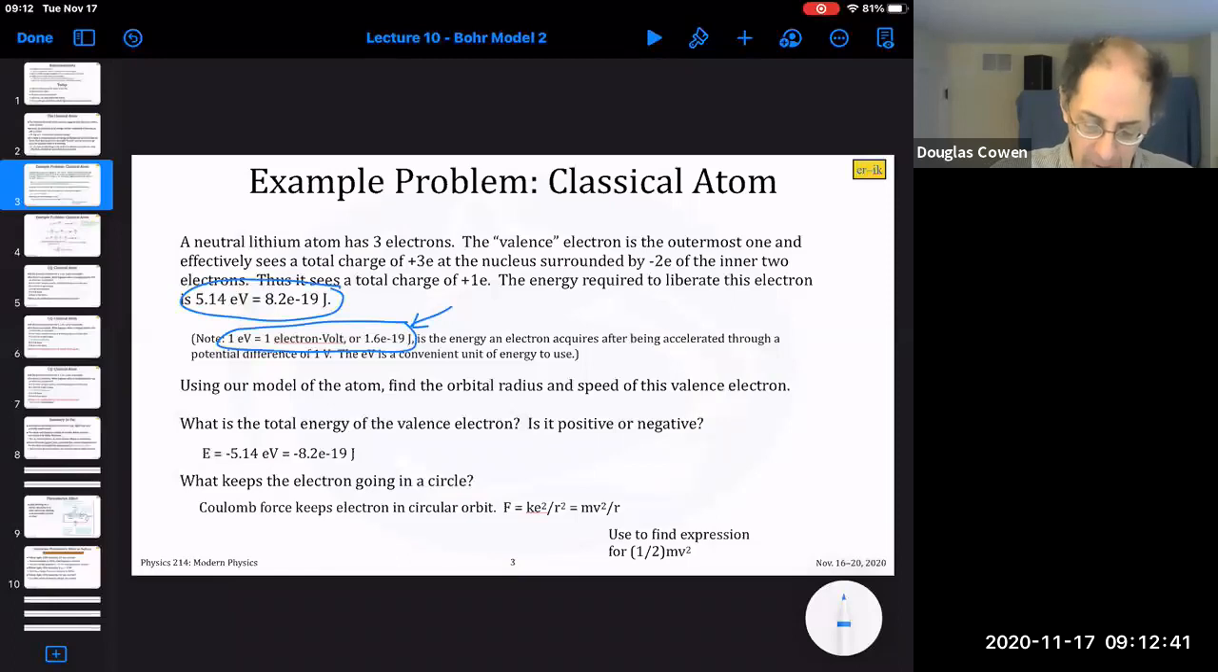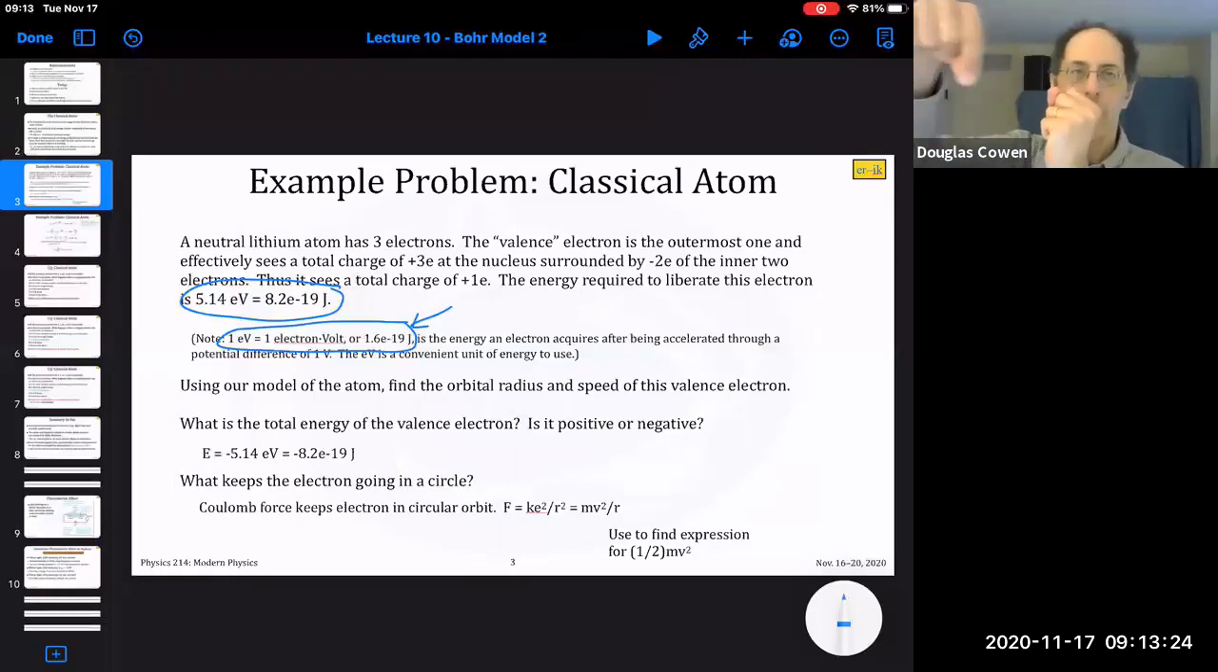Okay, so using our model of the atom, which is an electron orbiting this nucleus, let's find the orbital radius and how fast that electron has to be moving. First, the total energy of this valence electron is going to be negative because it's bound, and it's equal to minus 5.14 electron volts, which is equal to minus 8.2 times 10 to the minus 19 joules. So then the question is, what keeps this electron going in a circle? Well, it's attracted to the positive charge at the center of the nucleus, and it's negatively charged going around it. So if it's going around in a circle, it's continuously being accelerated, continually experiencing a force.